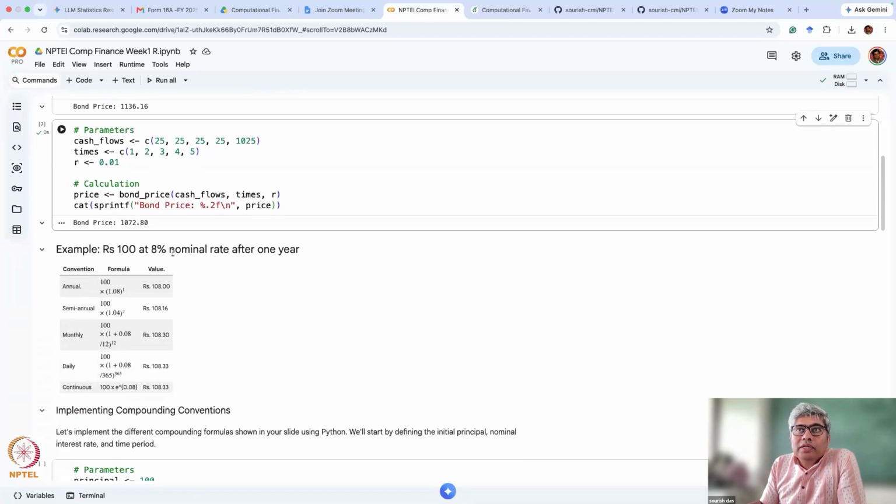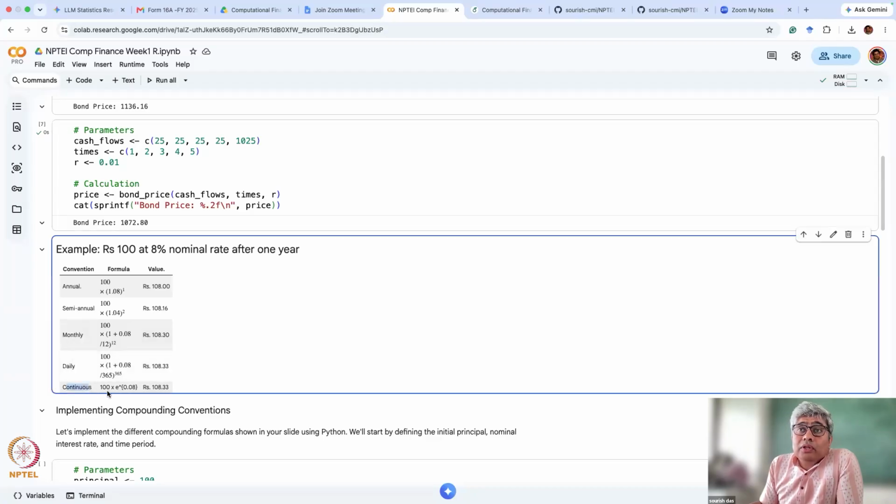Suppose you have 100 rupees under different kinds of conversion. With annual conversion, if you have an 8% nominal rate, at the end of the year you will get 108 rupees. With semi-annual conversion, you will get 108 rupees 16 paisa. With monthly conversion, you will get 108 rupees 30 paisa. If the conversion is daily compounding, then it is 108 rupees 33 paisa, and if it is continuous compounding, then you will get 108 rupees 33 paisa.